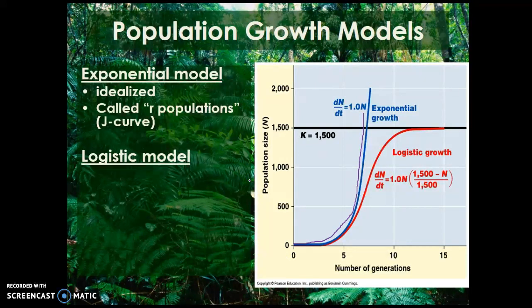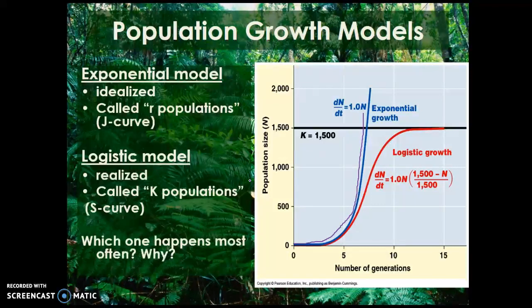Then we have what we call logistic growth, or the logistic model. This is what normally happens in a population, and we call these K populations, and we're going to talk about the difference between these K and R populations in a little bit. And it's going to be more of an S-shaped curve.